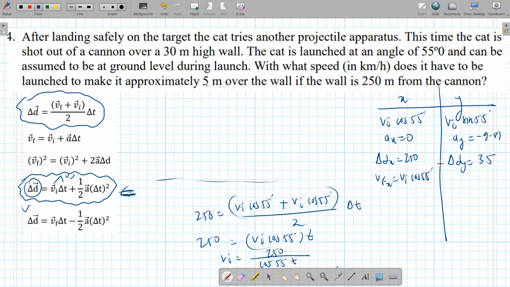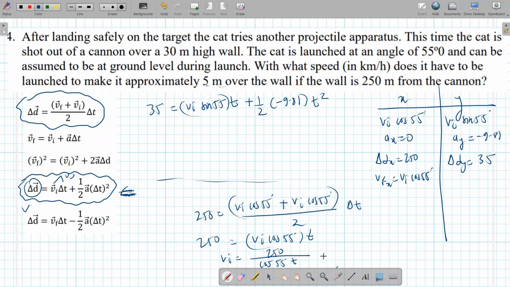Okay, let me show you. Now it's easy. I think we have this figured out. Delta D is 35, yeah? Okay. What's VI? Delta D equals VI times sine 55 times T, plus 1 over 2 times negative 9.81 times T squared. Good so far? I'm good so far, yes.